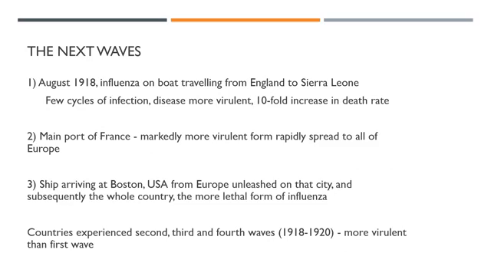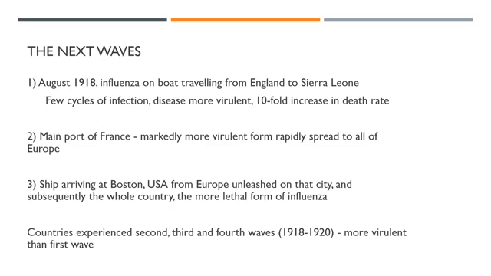So the next waves, there were actually 4, but the first 3 in August 1918, it was traveling on crew members who were going from England to Sierra Leone. There were a few cycles of the disease in Sierra Leone, and then it mutated while it was there and caused a 10-fold increase in the death rate.